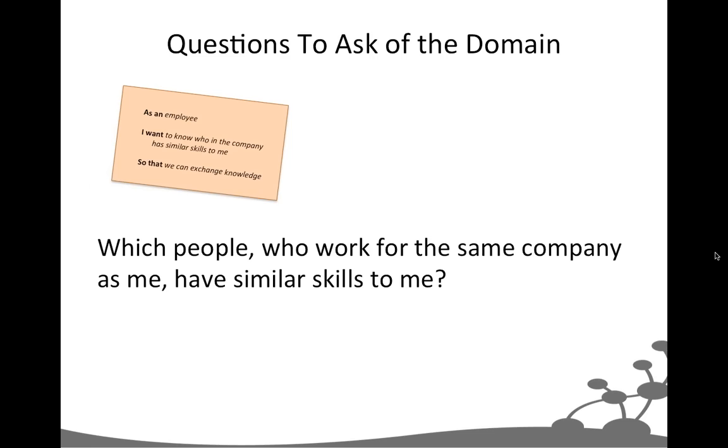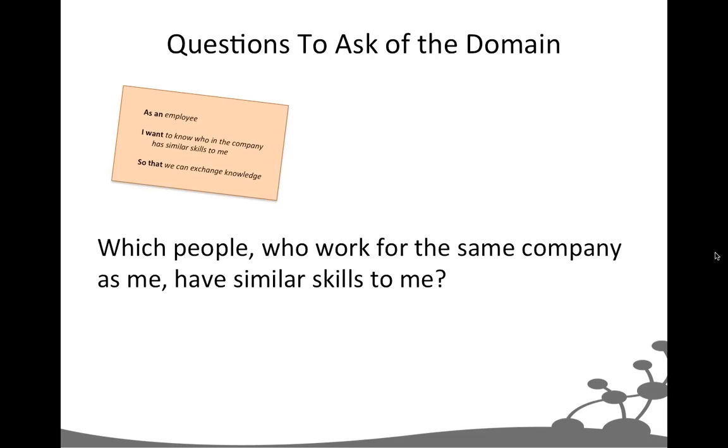So we can take that description and twist it around a little, and we uncover some of the questions we'd have to ask of our domain. And here's one of them. Which people who work for the same company as me have similar skills to me? We've effectively rewritten the requirement as a question or as a set of questions. And if we can answer these questions, then ideally we can satisfy this end user need. We can build an application that satisfies this requirement.